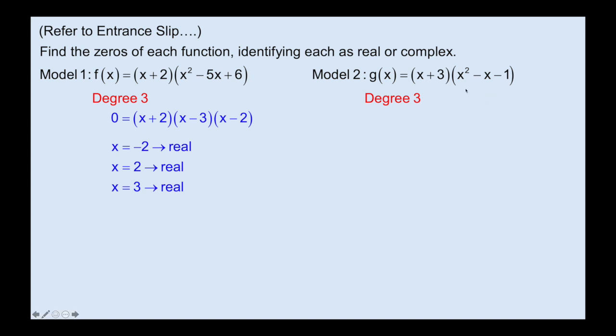So we start by trying to factor the set of parentheses right here. But unfortunately, this time, those are not factorable. So we need to think about our other options for finding the solutions there. And what we'll want to do is use the quadratic formula. So take a minute to use the quadratic formula on x squared minus x minus 1.